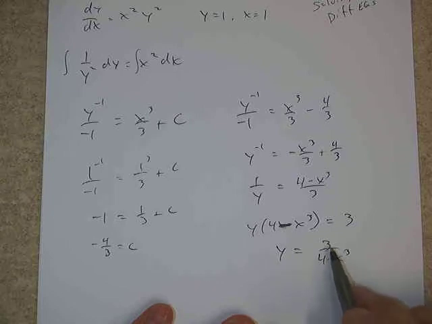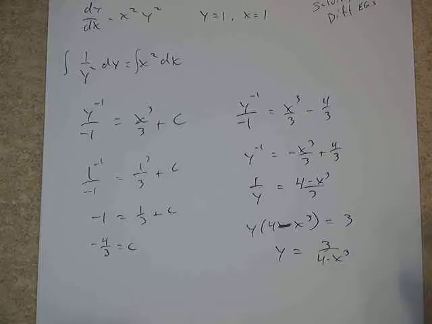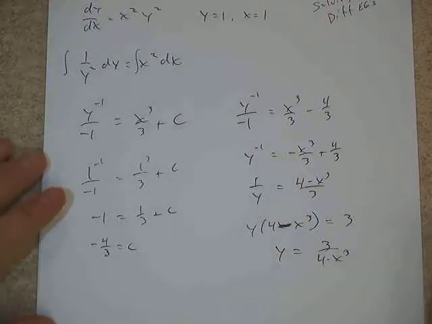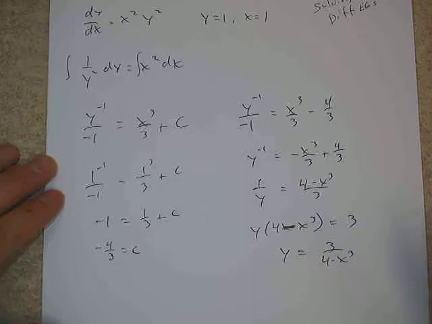Now we could check that 1, 1 first fairly easily by putting a 1 in here. If we do 3 divided by 4 minus 1 cubed, 4 minus 1 cubed of course is 3. 3 over 3 is 1. So it does in fact satisfy the initial condition.